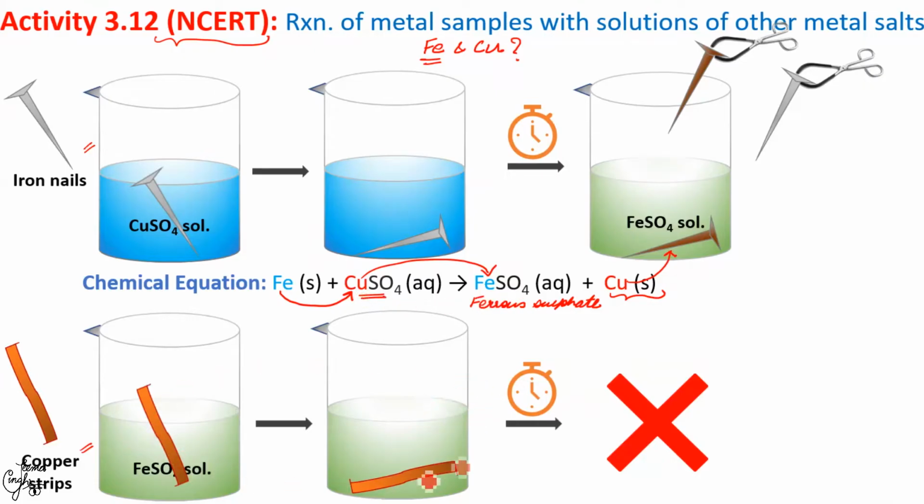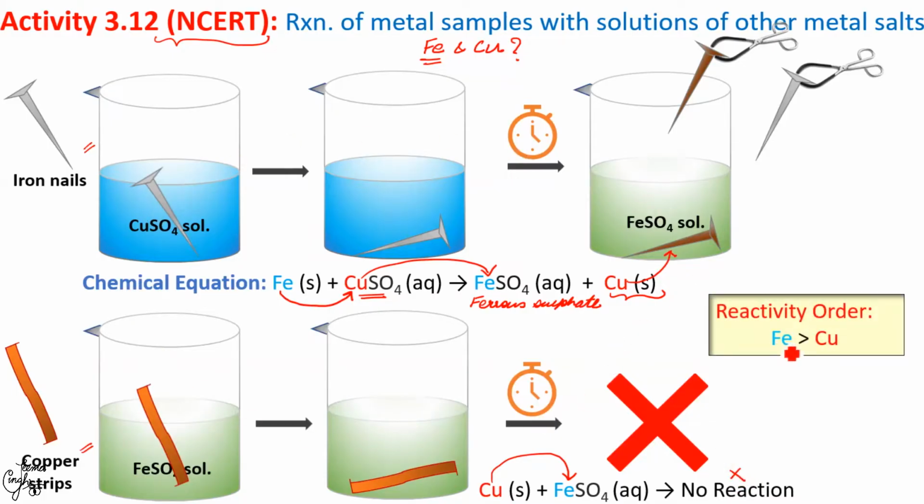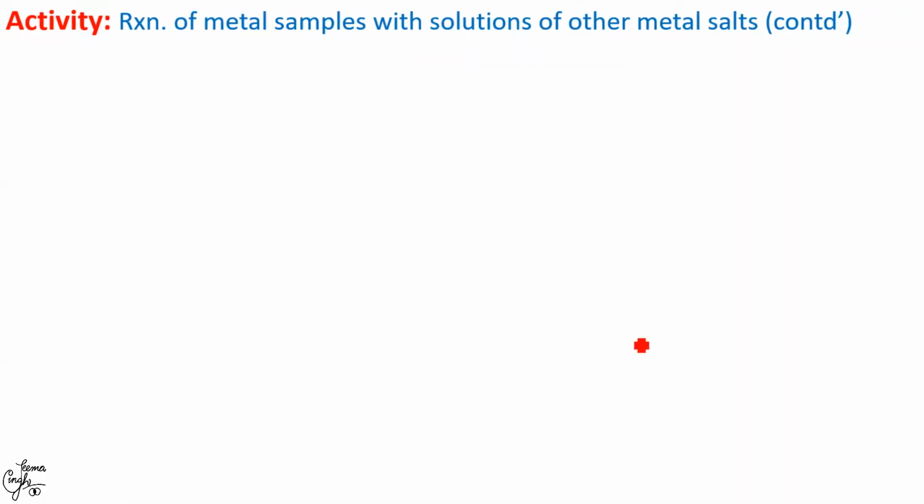Whereas if you look at setup 2, copper has not been able to displace iron from its salt solution and hence no reaction was witnessed. All this suggests that iron is more reactive than copper and hence should be placed above copper in the reactivity series. Let us consider some more examples.